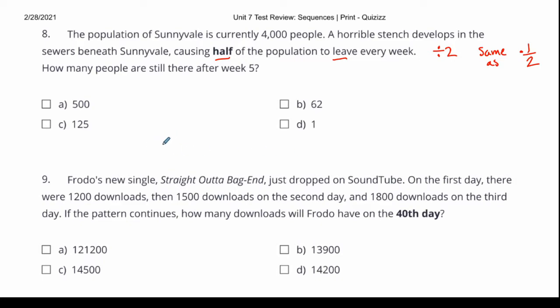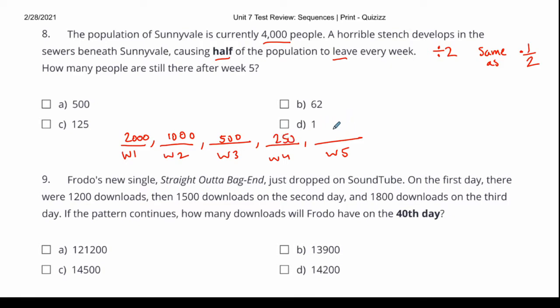So I can say, all right, well, I'm starting with 4,000. So at the end of week 1, I would have half of that, or 2,000. Week 2, week 3. You see how a lot of these, they can kind of be done with brute force. You don't necessarily need to write out a formula every time. So let's cut it in half. 1,000, 500, 250. Divided by 2 one more time, I got 125. Okay.